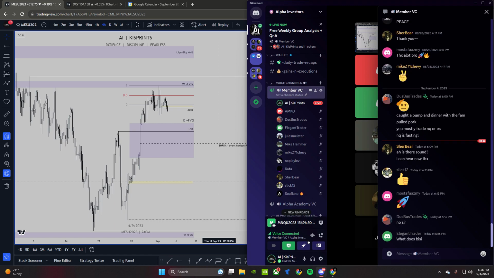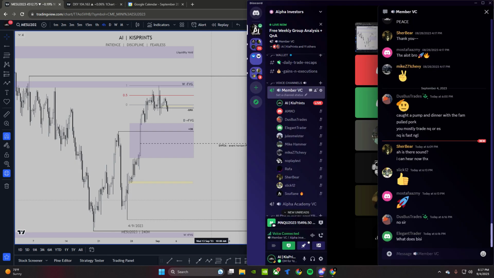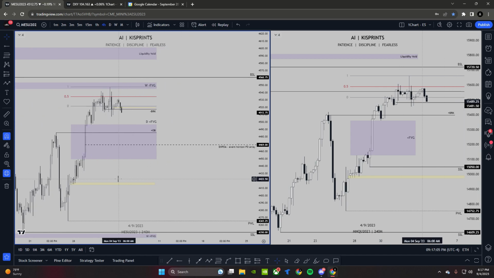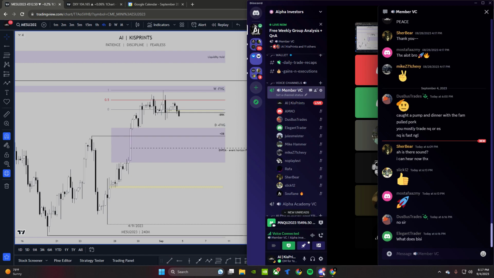So on the 4-hour, what does BISI mean? That's a really good question, and I was hoping someone asked that. We all know what a fair value gap is, right? But how do we distinguish a bullish fair value gap from a bearish fair value gap? A bullish fair value gap is when we see displacement higher, for example in this leg here, on both indices we have legs higher. And what do we see here? We see that fair value gap. Now, is that bullish or bearish? That's bullish, so we would consider that a BISI.